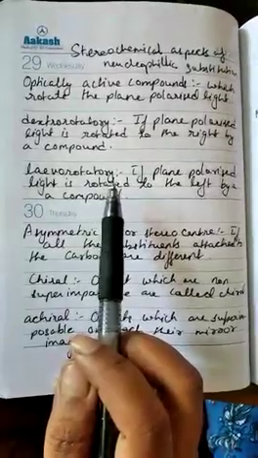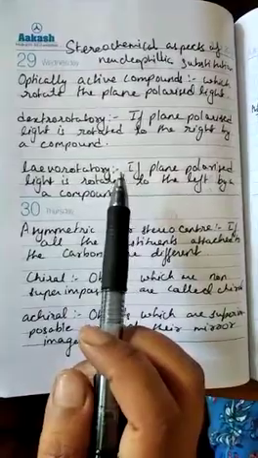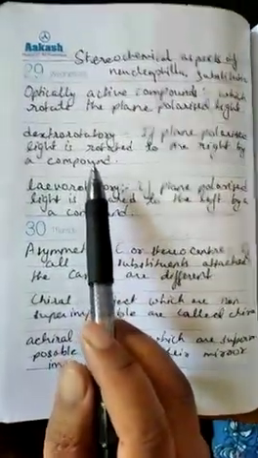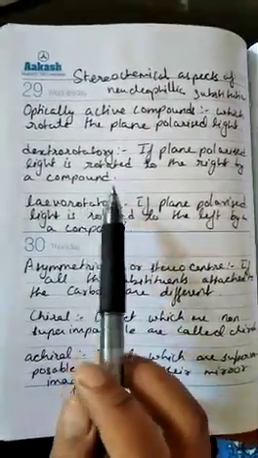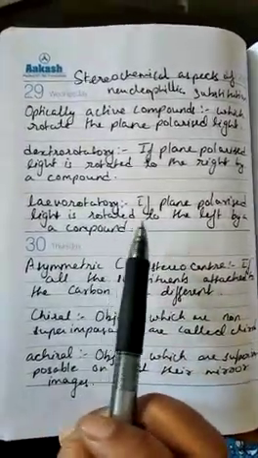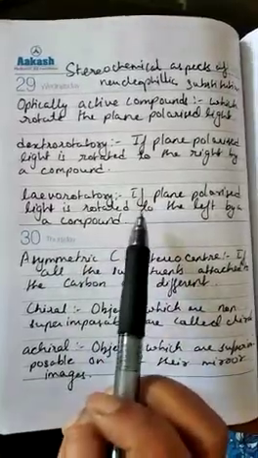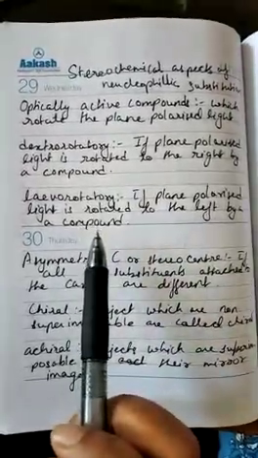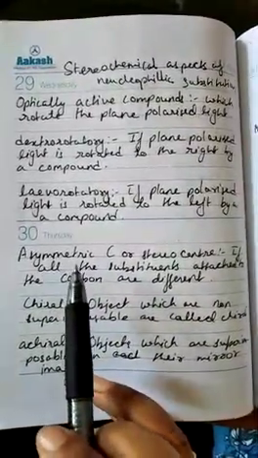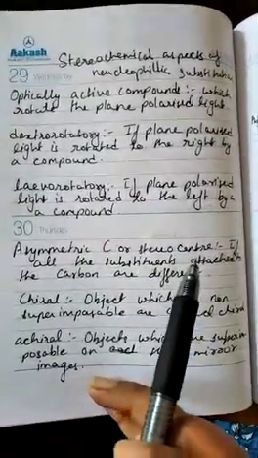Next is levorotatory. What are levorotatory substances? Similarly, as there are some compounds which rotate the plane polarized light in the right direction, there are also some compounds which rotate the plane polarized light in the left direction. Those compounds are known as the levorotatory compounds.